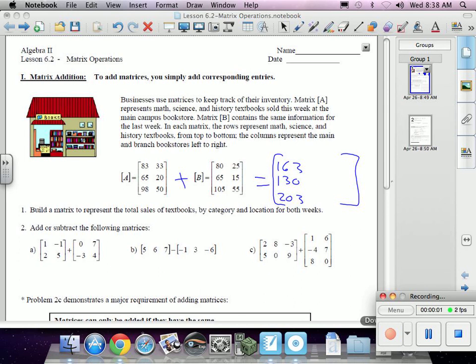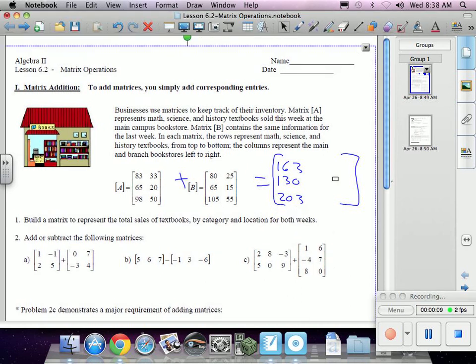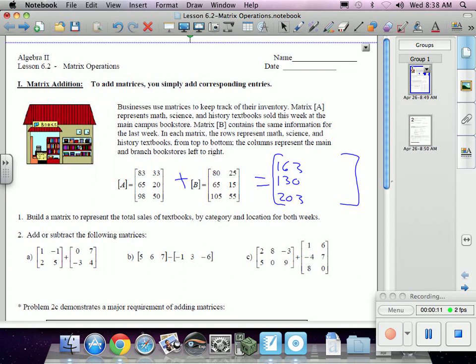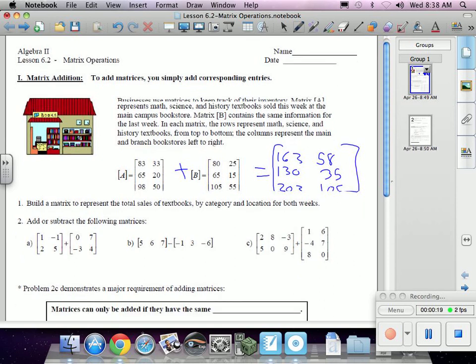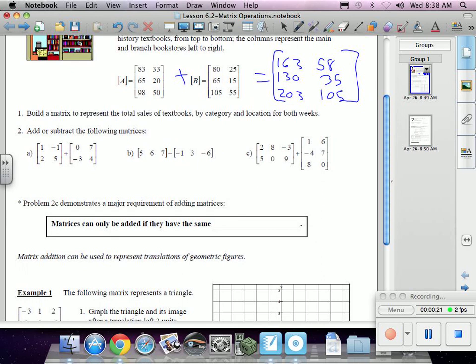So what do we get for the last, these three right here? 58, 35, and 105. Okay. Now, that means that, so now we can go across, and why don't you guys tell me what these three are when we add those matrices.